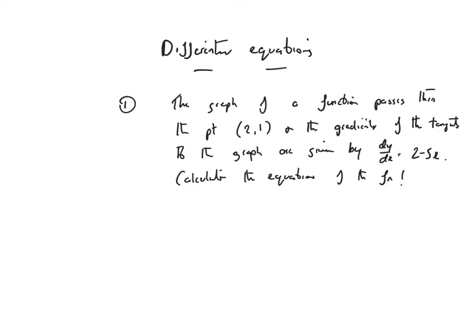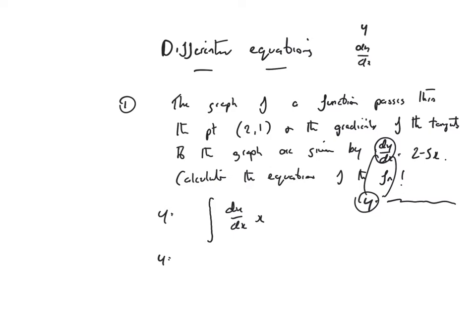When it says find the equation, we basically need to find out what y is equal to. Remember that if you differentiate y, you get dy by dx, so it follows that if you integrate dy by dx, you get y. So let's take the first step: we integrate dy by dx with respect to x, and that gives me y. That makes sense because if you differentiate y, you get dy by dx, so if you integrate dy by dx, it brings you back to y.